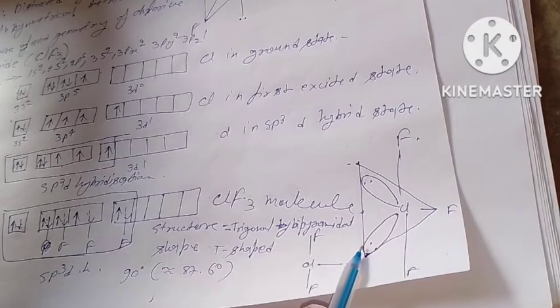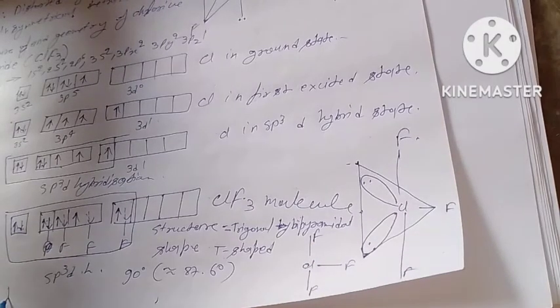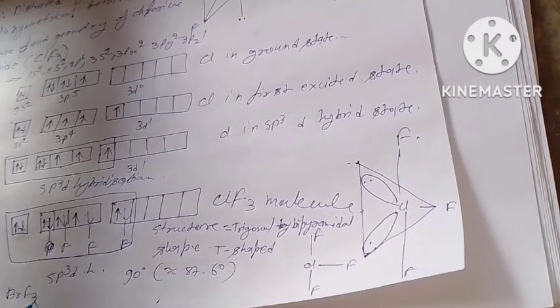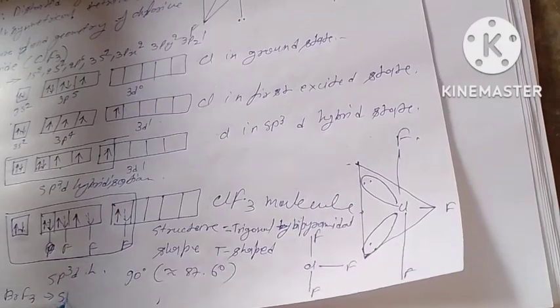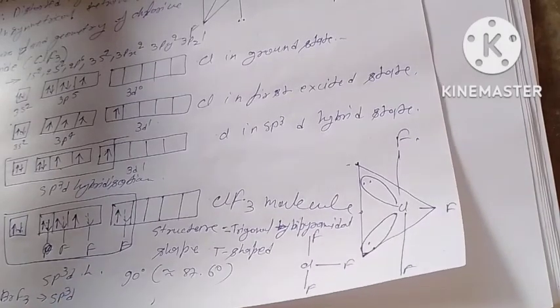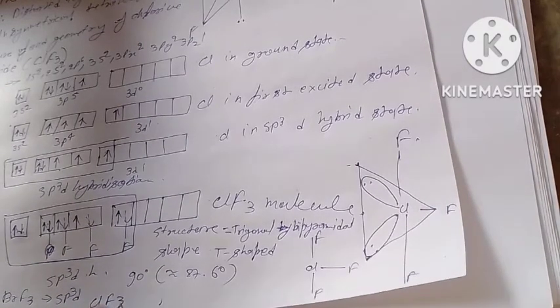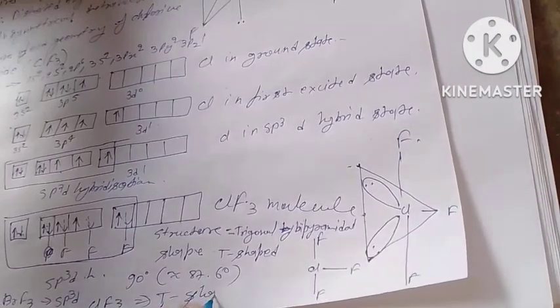BrF3 has also sp3d hybridization, as that of ClF3, and its shape is also T-shaped. Both are T-shaped.